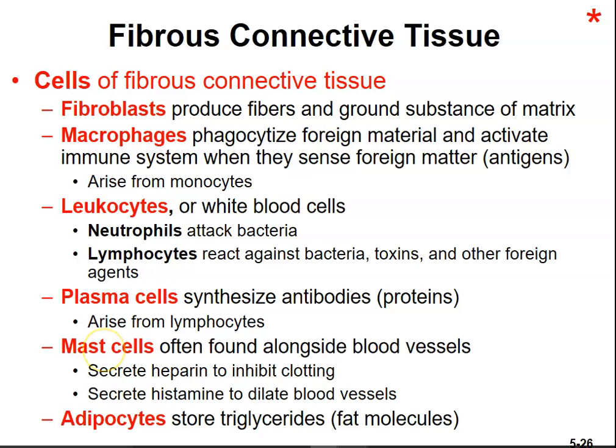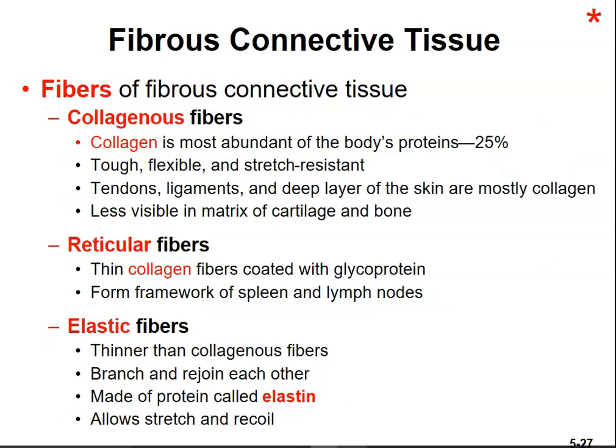Adipocytes, those are the fat cells. They can store triglyceride, which are the fat molecules. Fibrous connective tissues also have 3 types of fibers. Those fibers are collagen fiber, reticular fiber, and the elastic fiber. Collagen fiber is the most abundant type of fiber you can find in the connective tissue. It takes about 25% of the body protein.